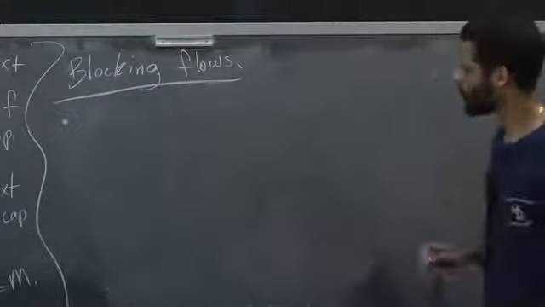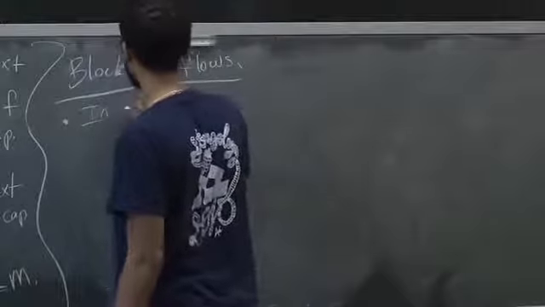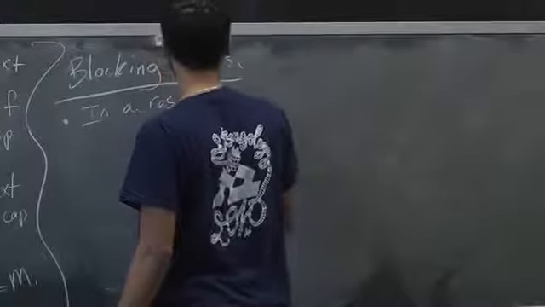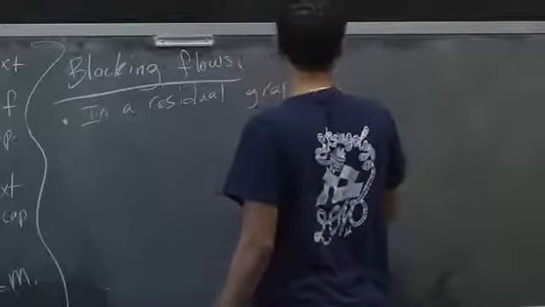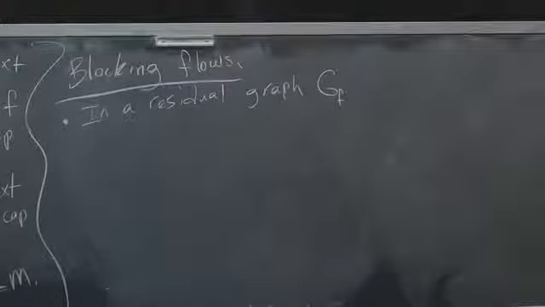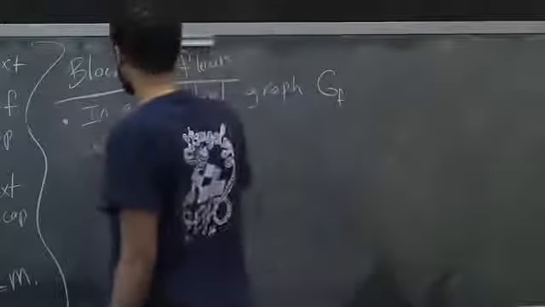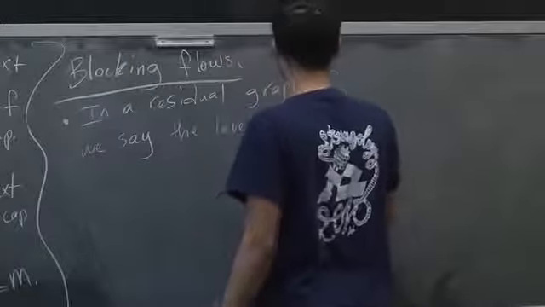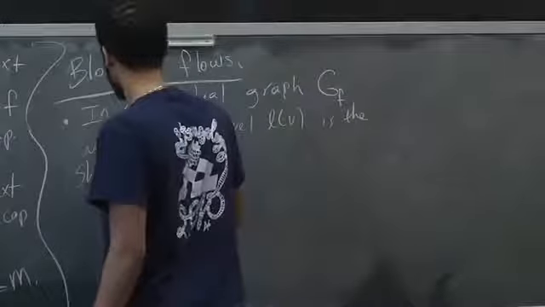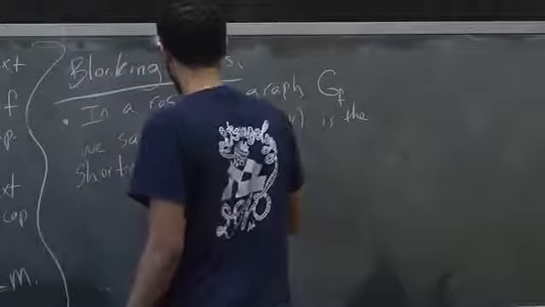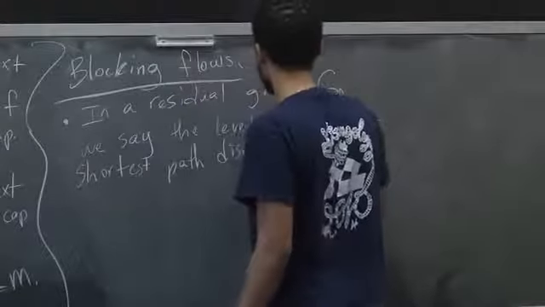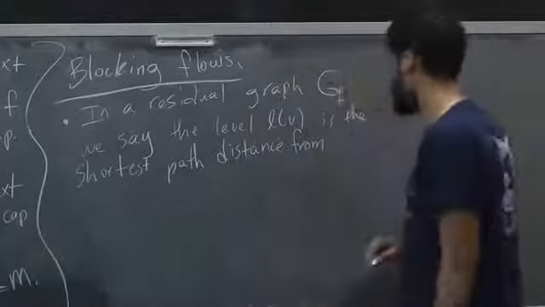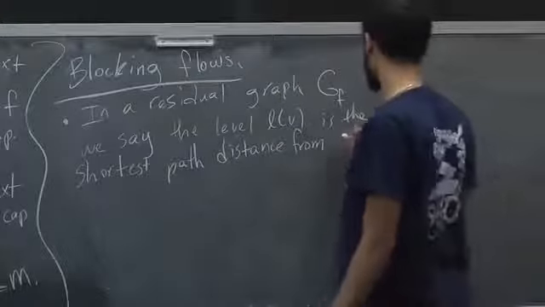How's that going to work? So in a residual graph, G_f, we say the level L of V is the shortest path distance from S to V.